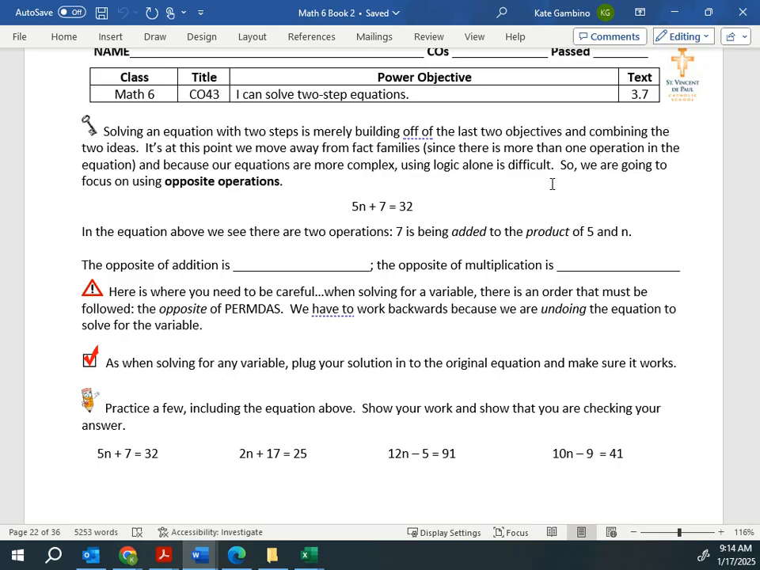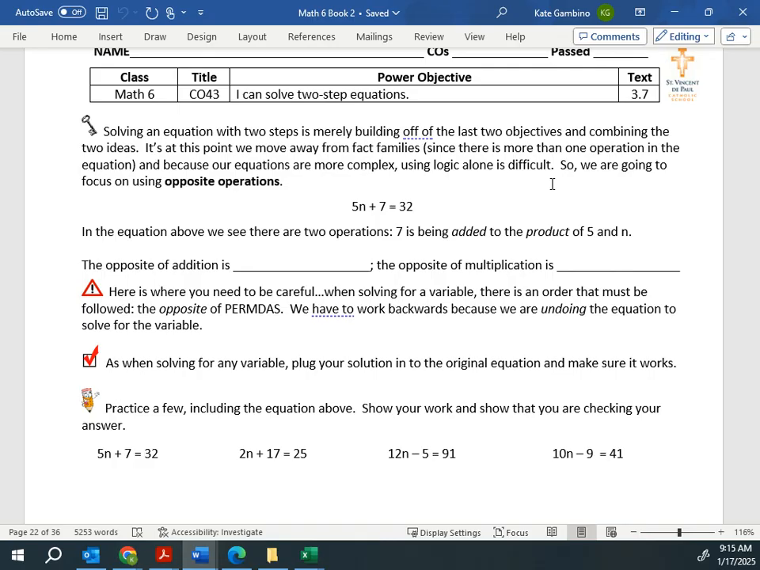There is a Khan Academy assignment that is the two-step equations. So some of us, if we were working ahead after that theology quiz, we might have gotten an introduction on how to do this. Some of us looked at it and went, oh, I don't know how to do this. After today's lesson, you should be able to do that Khan Academy exercise. So solving an equation with two steps is merely building up those two objectives and combining the two ideas.